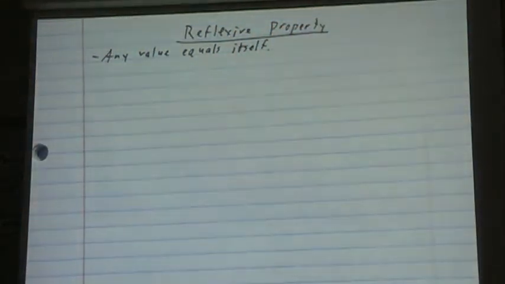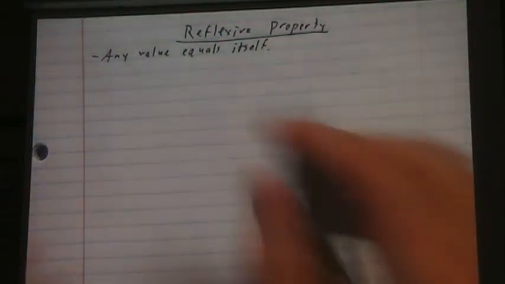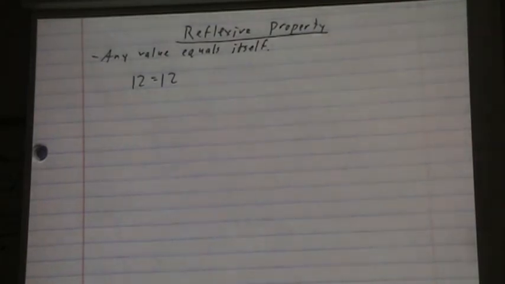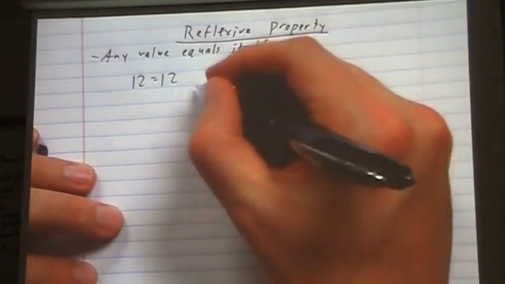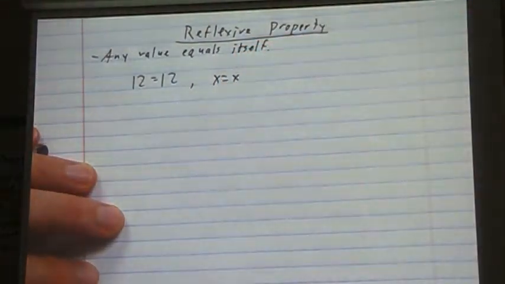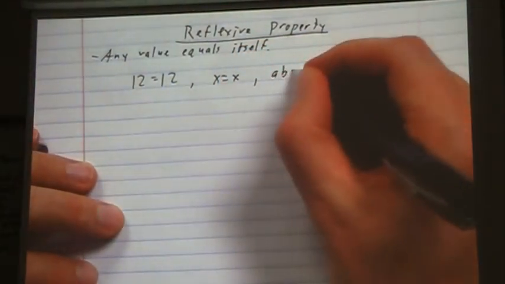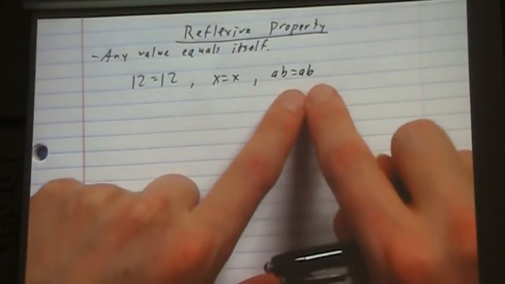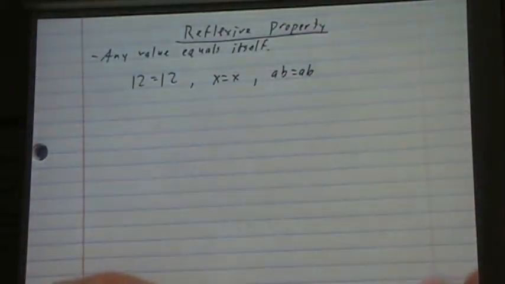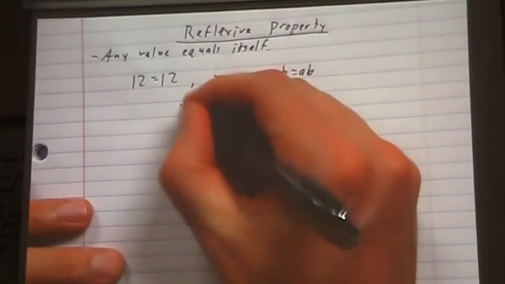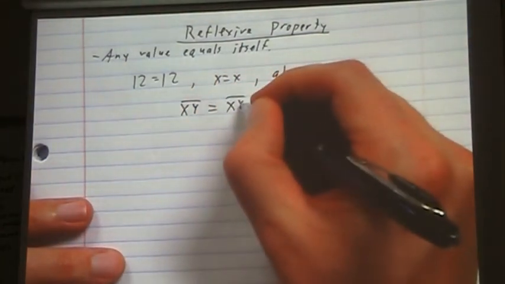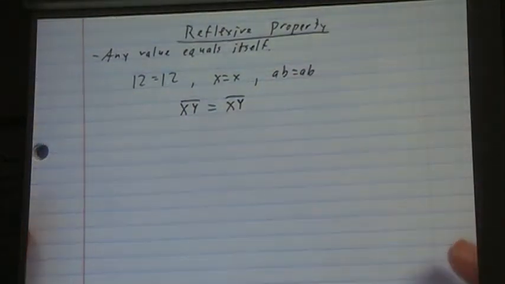So it's one of these things where it's like, well, yeah, we know 12 equals 12, yeah. Well, with math, they kind of want to have properties for everything. So we say, if you see like x equals x, or AB equals AB. If one side is exactly the same as the other side, then you can say, that's reflexive property. Or if we're working with lines, maybe XY is equal to XY. Okay.